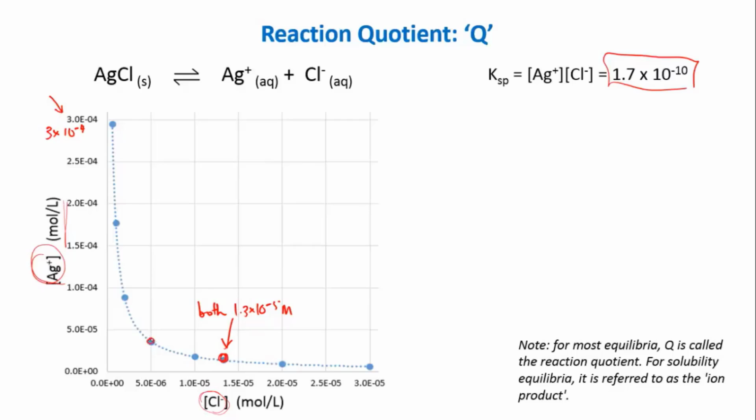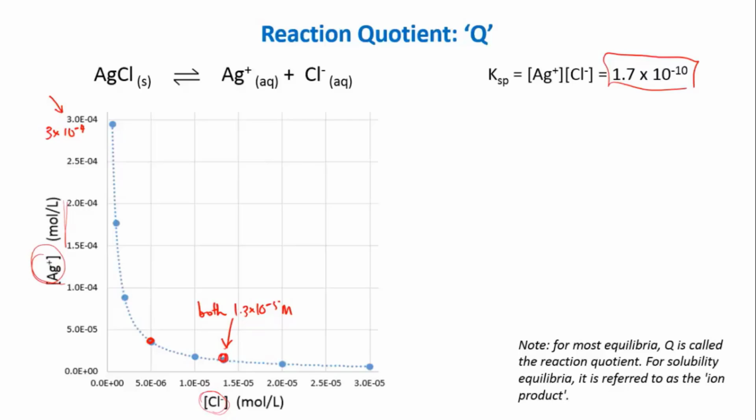Similarly, if you look at this point here, the chloride concentration is 5 times 10 to the minus 6. It's a bit hard to read on the scale, but the silver concentration is 3.4 times 10 to the minus 5. If you multiply those two values together, you also get 1.7 times 10 to the minus 10. So every point on this dotted blue line is a possible combination that could be at equilibrium because the product of the concentrations is the KSP.